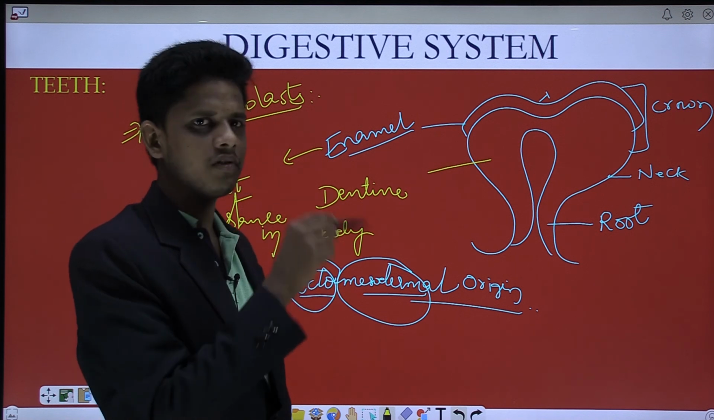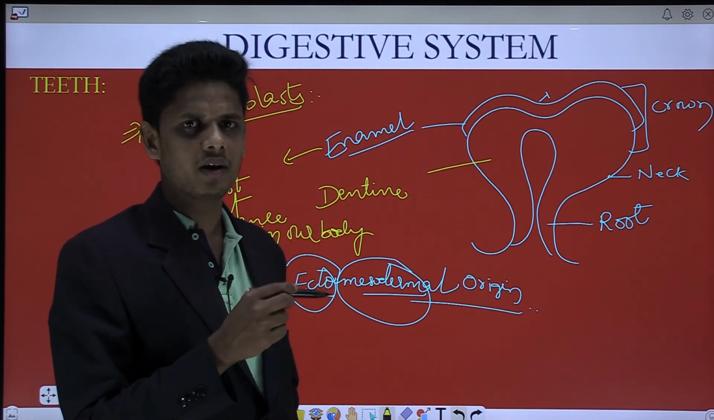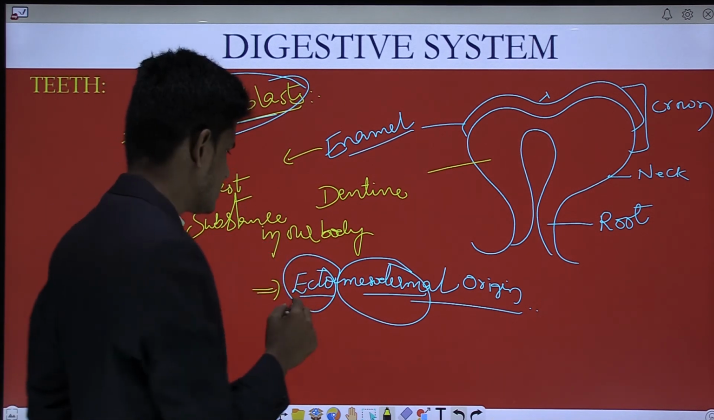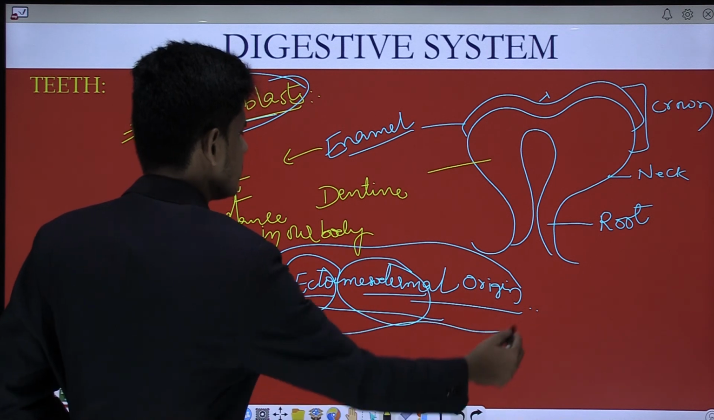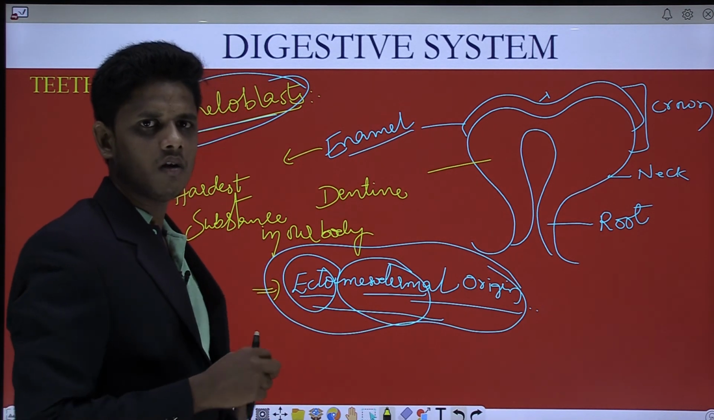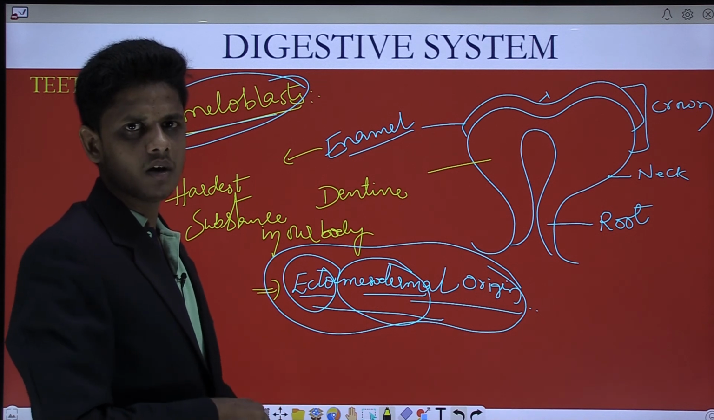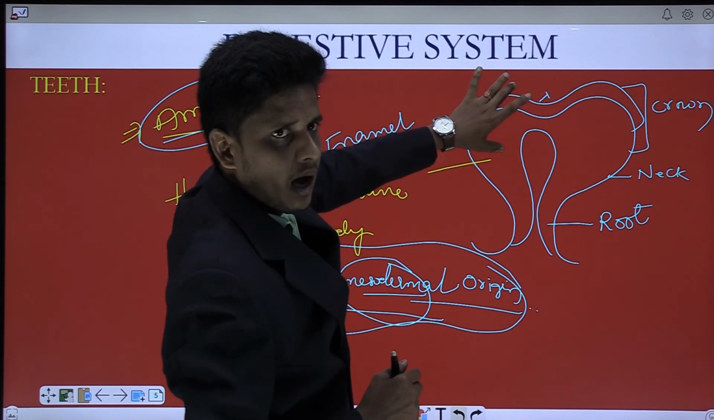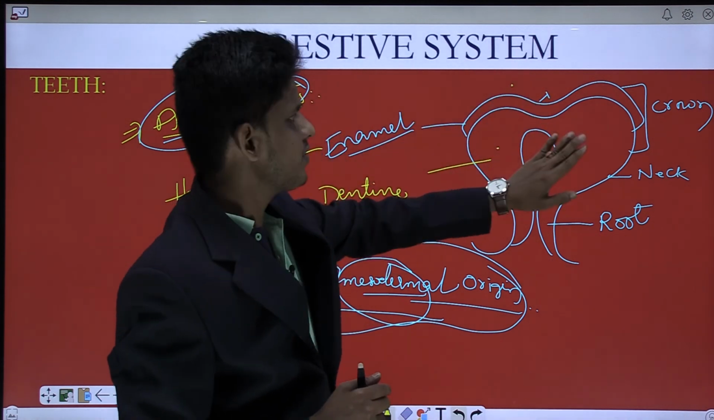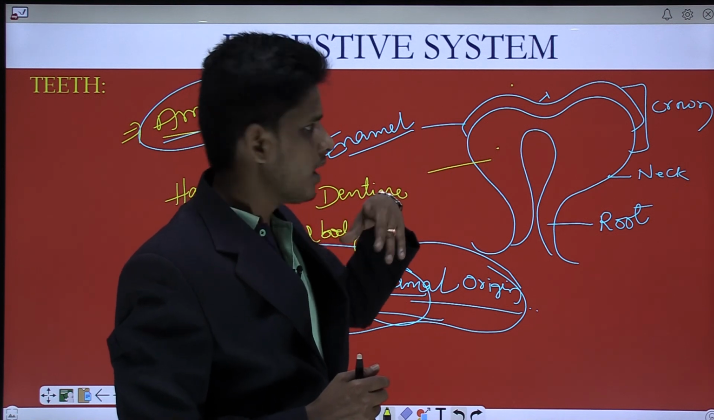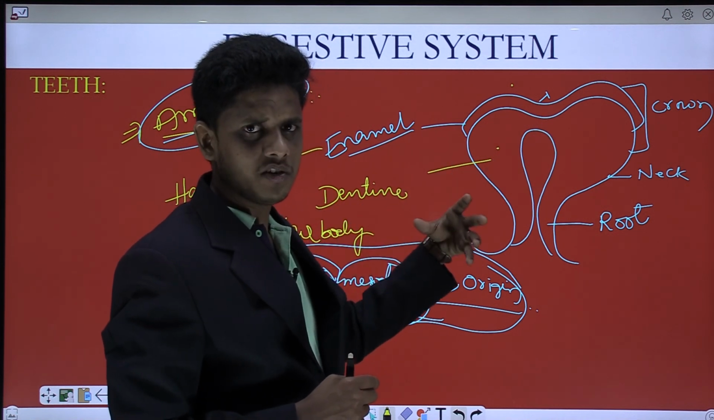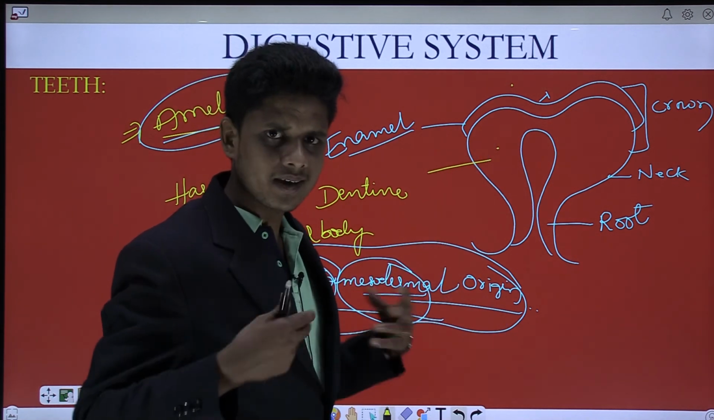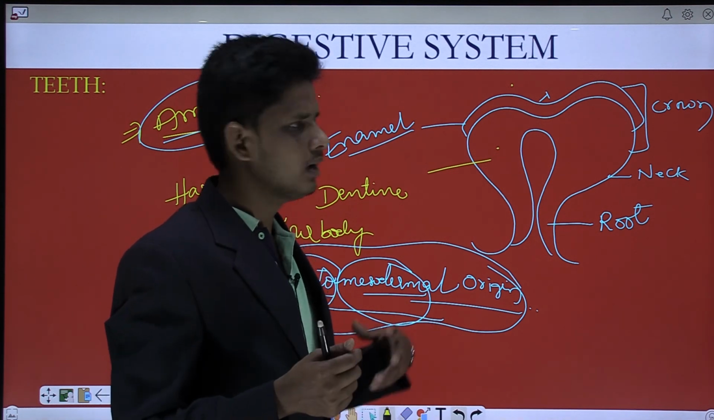And the tooth is made up of dentin. And the dentin is secreted by the odontoblasts. What is that? Odontoblast. And the tooth is ectomesodermal in origin. What is that? Ectomesodermal in origin. And see here, the teeth have different types and different shapes in our body. And already I told you that if the teeth are in different shapes and different structures, it is called heterodonty. And hence I can say that human beings are the best example for heterodonty.